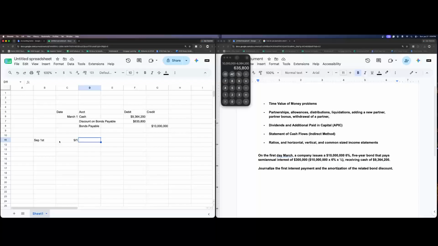The semi-annual interest of 300,000. So the interest payable, pretty much, 300,000. Where do we put that down?